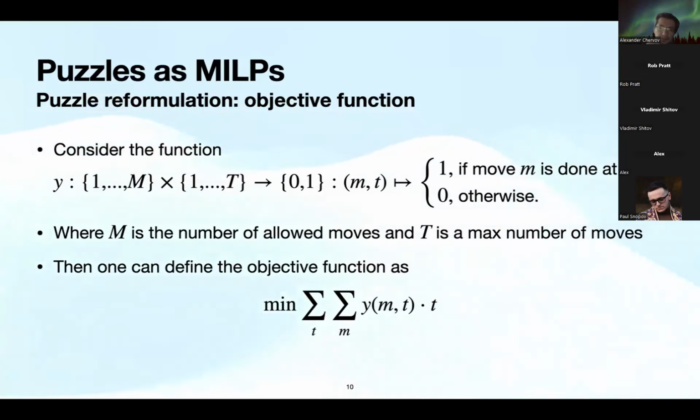Yeah, so we need this function to understand which moves are done at which step. And the objective function can be written as the following double sum of y multiplied by t. We multiply by t in order to run the optimization. When we minimize this, we need the shortest number of steps, the smaller number of steps. Therefore, we need the smaller value.